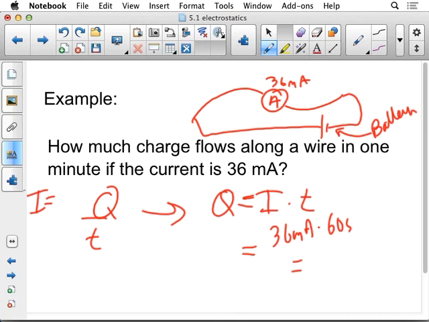2.16. 2.2. Okay? So the answer is in fact 2.2 what? Okay, coulombs. So therefore, one of the things you want to keep in mind is that current times time equals charge. Because an amp is a coulomb per second, right?